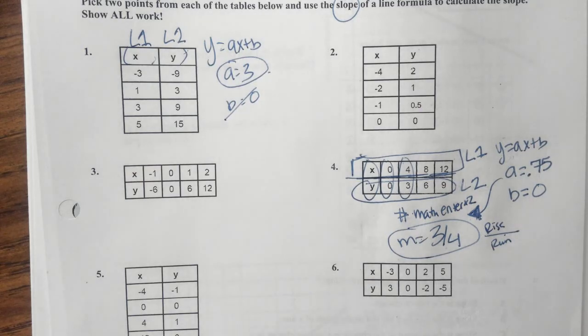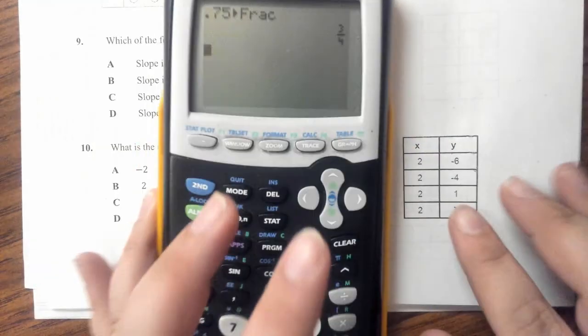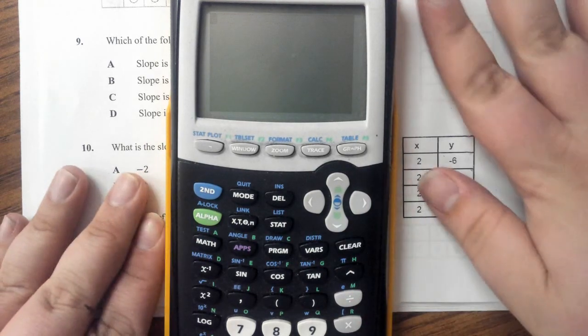And I want to look at number 10 as well. I'm going on the back of your homework, looking at number 10. Number 10 asks, well, what is the slope of the line containing the points shown in this table? So I'm going to look at that table, and that's a super easy problem if I've got a calculator.